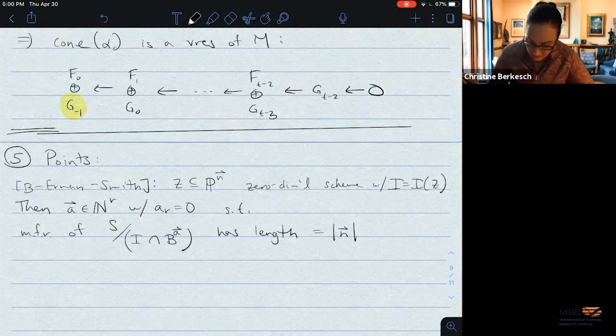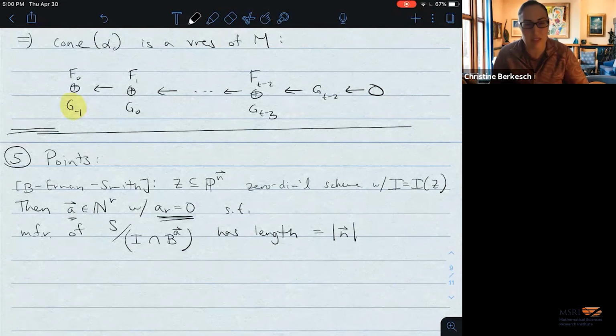Okay, and moreover then, anytime you have this A_R equals 0 and you take the other A_i sufficiently positive, that will be something that works. Okay, you might be cranking up your Betti numbers in the resolution as you do that, but you will get something short.